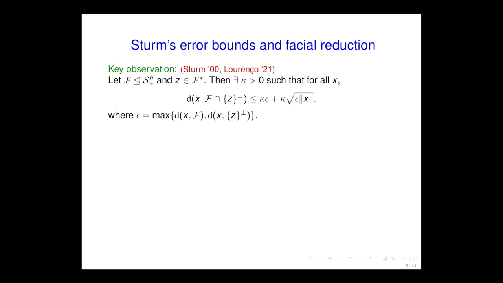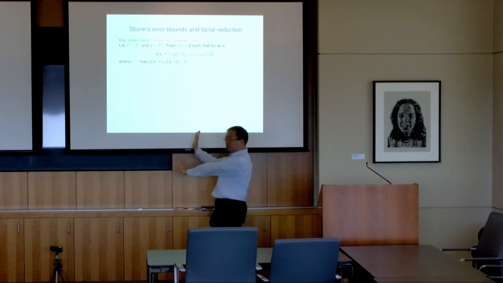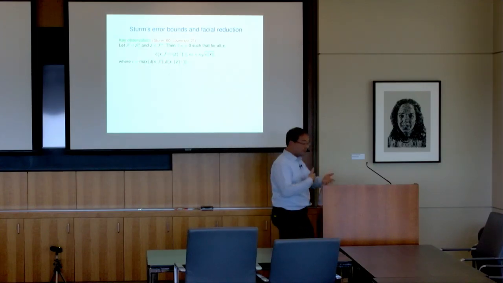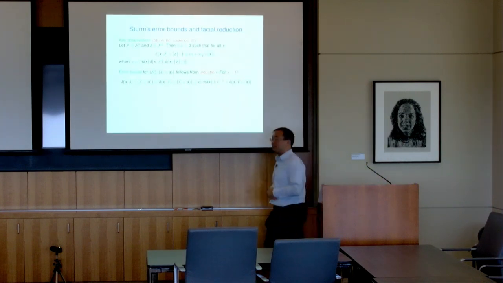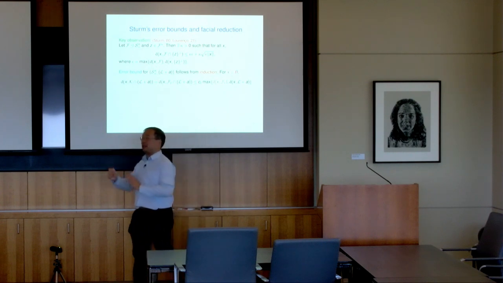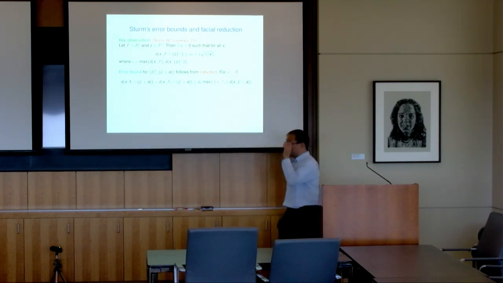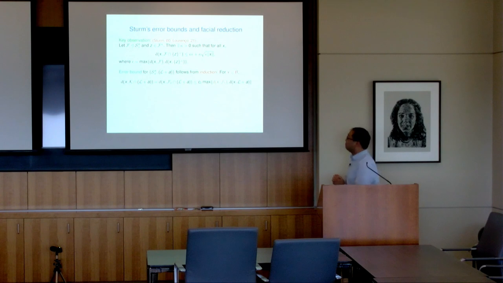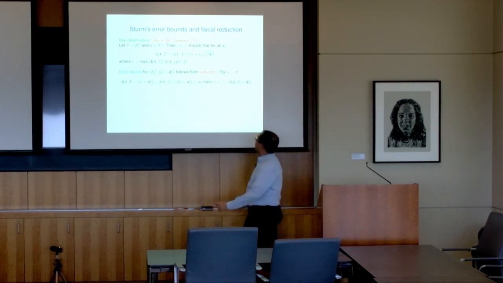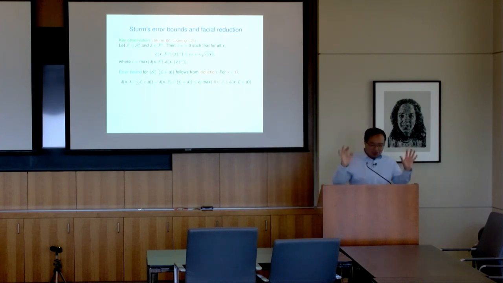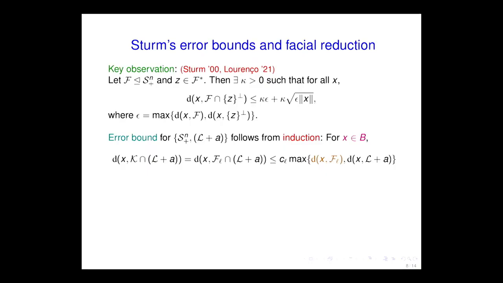Now, making use of this and the facial reduction procedure, I'm going to show you Sturm's error bound. And then we will more or less try to figure out what are the key ingredients that we need in order to extend the thing to the exponential cone. Okay. So for the PSD cone and L plus A. Now, we actually do an induction, but it's not very hard. But I would say this is the most technical part in the talk. Once we get past it, there will be pictures.